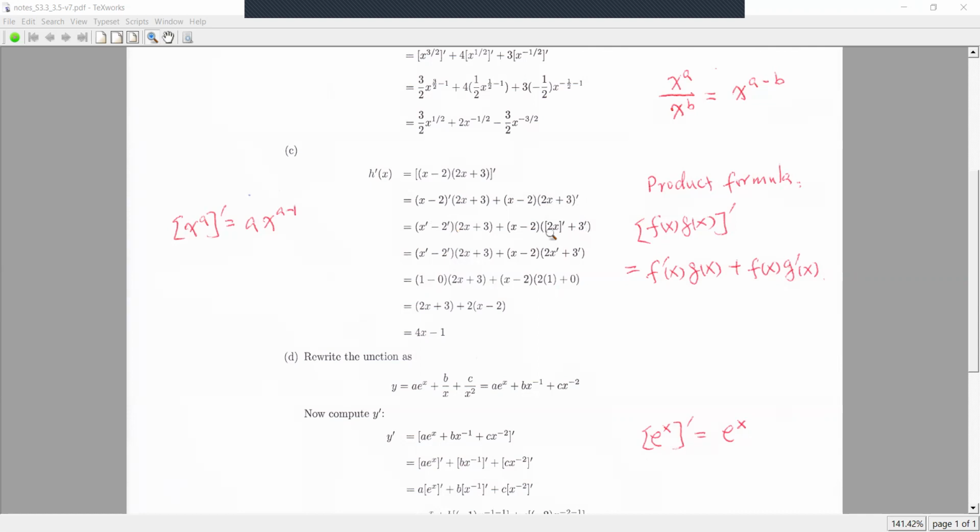Now move the number 2 here outside the derivative, then we have this equation. x derivative is 1, 2 constant derivative is 0. x derivative is 1, 3 derivative is 0. Then we have this equation. Simplify this expression, then we have 4x minus 1. This is the derivative of this function.